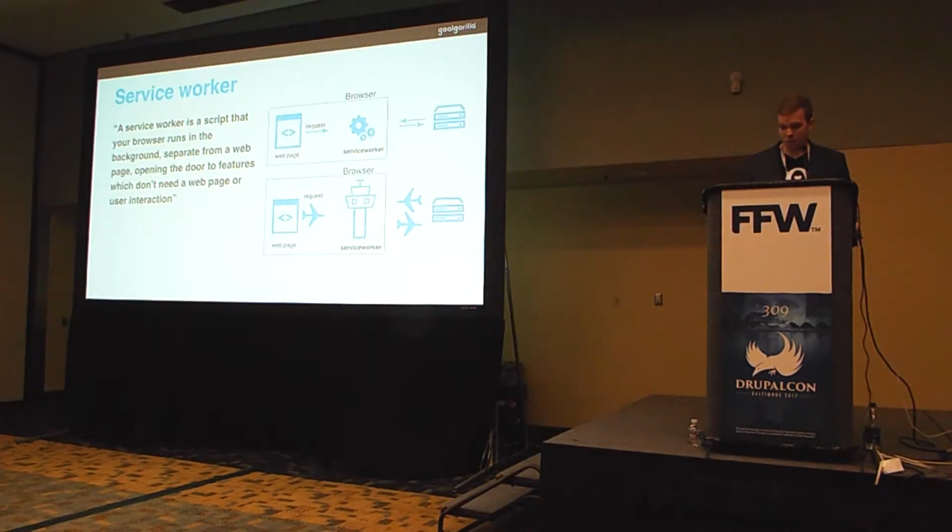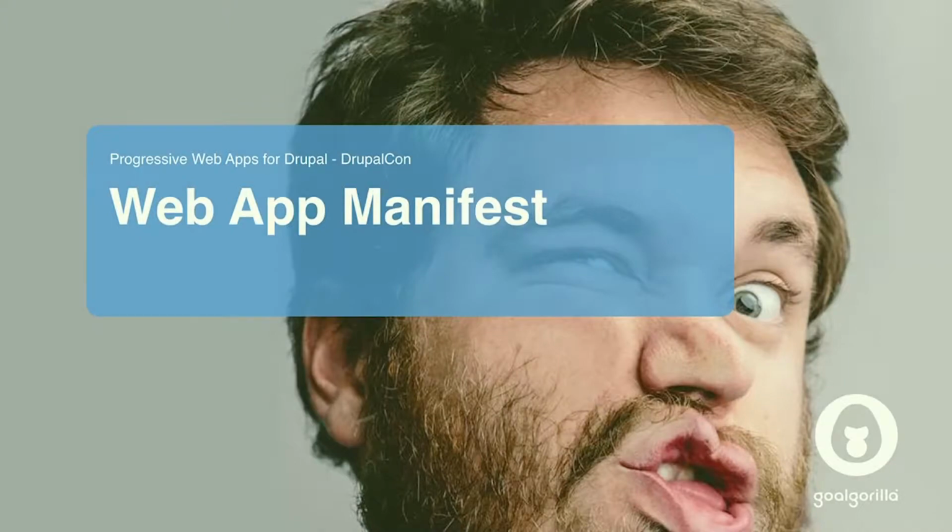And it's basically just a script that runs in the background, but it's so powerful, it will enable you to create rich offline experiences, things like periodic background syncs, push notifications. It's all enabled because of service workers. So that's really the foundation of your progressive web app. And next to that, the web app manifest.